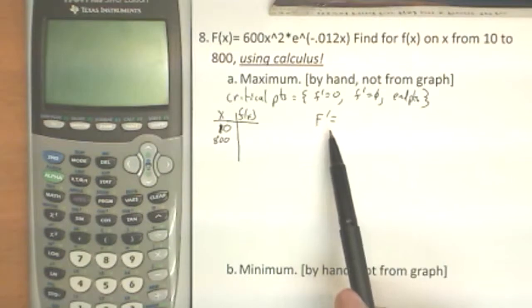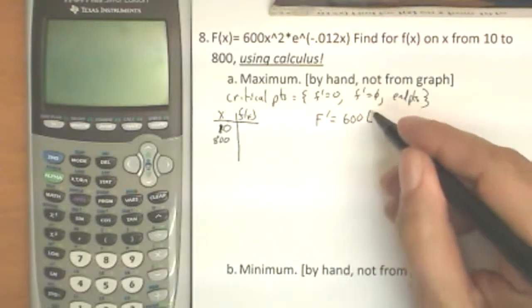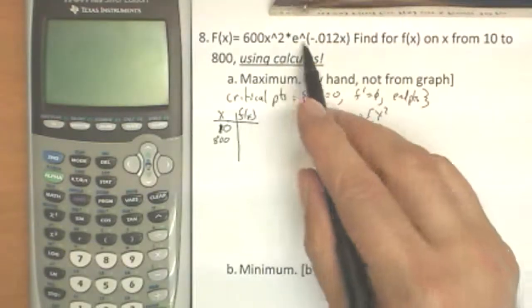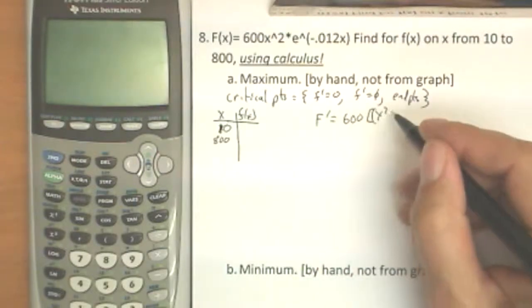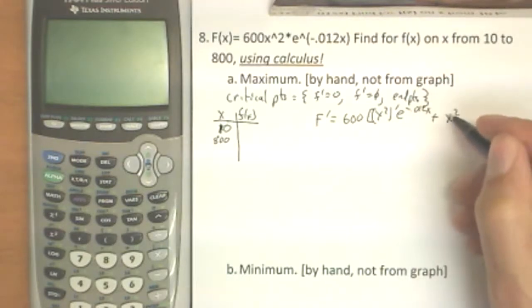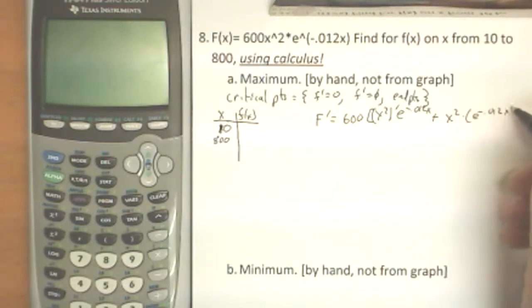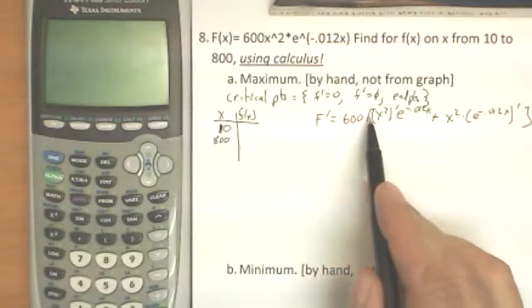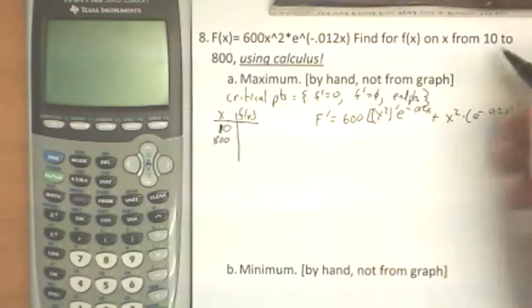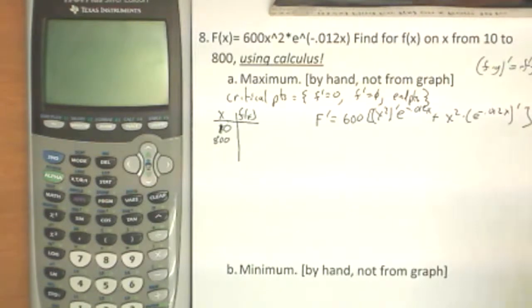So f prime, the derivative, is going to be, well, let's just keep the 600 out of the way since it's a constant, and now I have x squared times e to something. So I have a product here. So I'm going to have the derivative of one times the other without a derivative plus the reverse combination, x squared times e to the negative 0.012x prime. 600 times all that, so I put a bracket around the entire thing. So reviewing, the rule I'm using there is when you have two things, f times g prime is f prime g plus fg prime. Our product rule for derivatives, you can review that from a previous video.